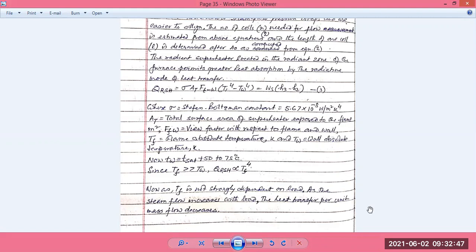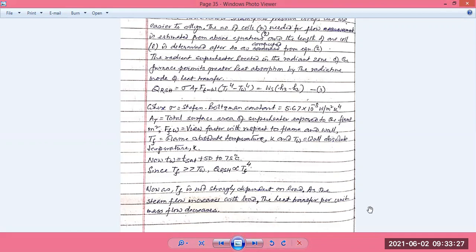When the furnace permits the greater heat absorption by the radiative mode of heat transfer, it is given by the Stefan-Boltzmann equation, which is given as sigma A_T F_TW (T_F^4 - T_W^4) = W_s (H3 - H2), where sigma is the Stefan-Boltzmann constant, 5.67 x 10^-8, and A_T is the total surface area of the superheater exposed to the flame. It means we have to calculate the surface area of one tube and multiply by the number of tubes to get the total surface area exposed to the flame.